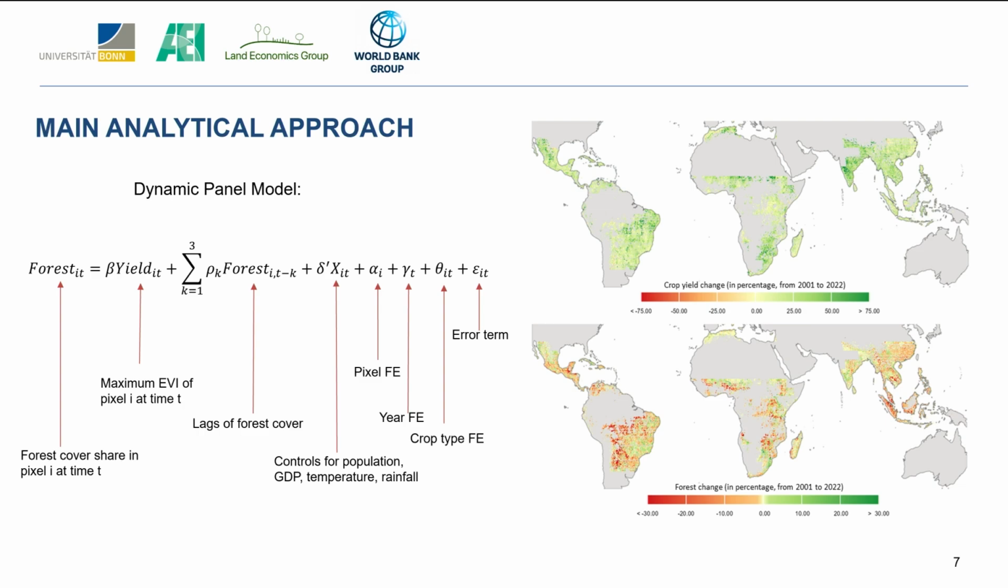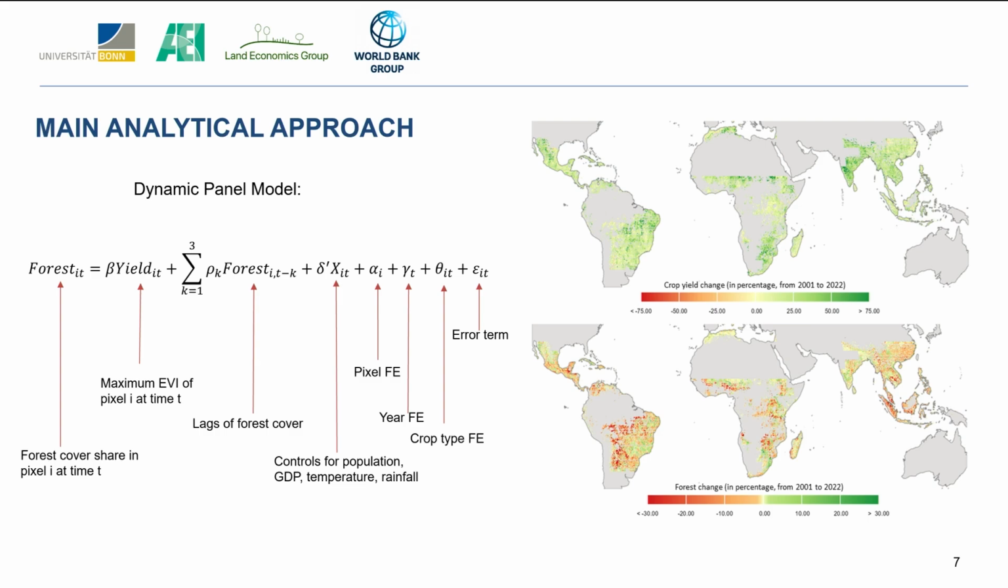What we do here is like a dynamic panel model where we're simply saying we're controlling for past forest cover. We sometimes do 2 or 3 or 4 lags, but we control for the past level and the dynamics of forest cover, because of course both forest cover and crop yields are dynamic and also quite persistent over time. So this solves multiple problems at once.